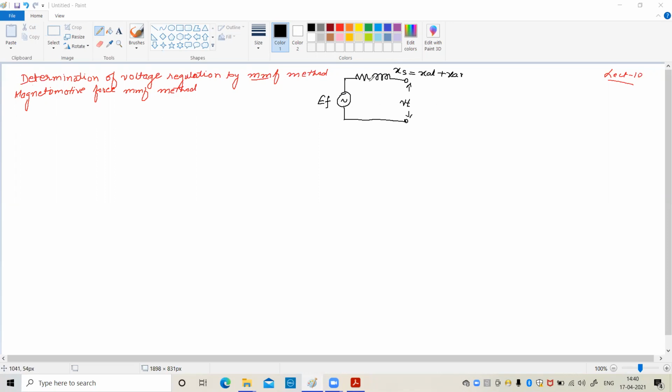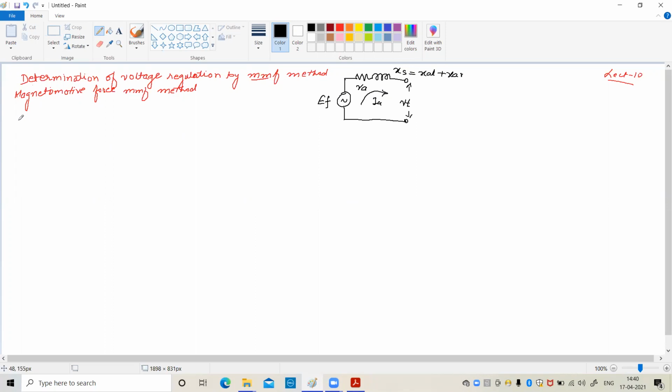Say in this equivalent circuit, there is an armature resistance RA, and a synchronous reactance Xs, which is the addition of leakage reactance and armature reaction reactance. There is the terminal voltage, and the EMF induced in the generator is EF, or excitation EMF, and it is delivering the current IA to the load. The load is not shown.